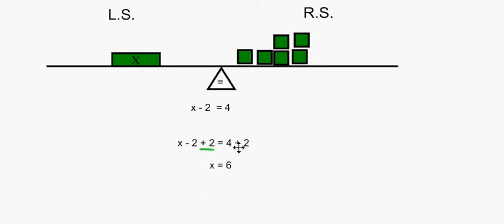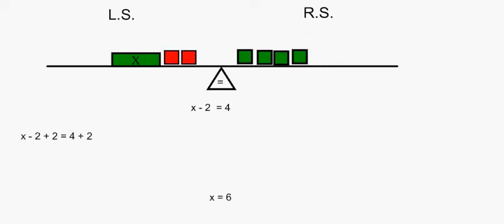Is there another way of doing it? Yes, there is, and I'll show you that right now. So here I am with my original question, x minus 2 equals 4, and I've put our separate piece over here, so we're just going to work down. So I'm going to show you another way of doing this. So what I want to do is I want to remove my two reds.